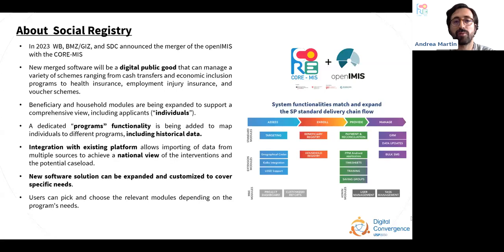The Core MIS and the new digital public good will allow integration with existing platforms, allowing import of data from multiple sources to achieve a national view of the intervention and the potential caseload. As mentioned, the new software solution can be expanded and customized to cover specific needs. The licensing terms, it can also be mentioned, is the GNU GPL version 3, and it will be available as a comprehensive package in October 2023, and new modules will also be added in the following months. I'm handing over to Malika for the interoperability slide. Next slide, please. Thank you.